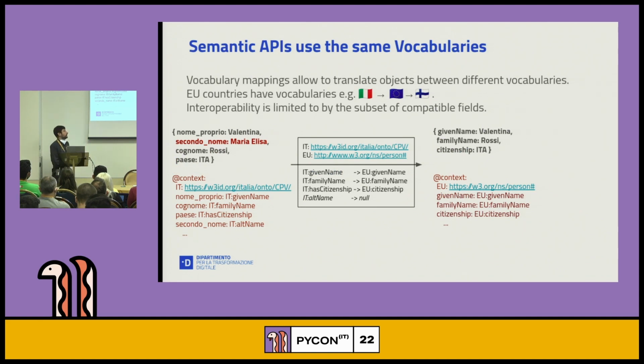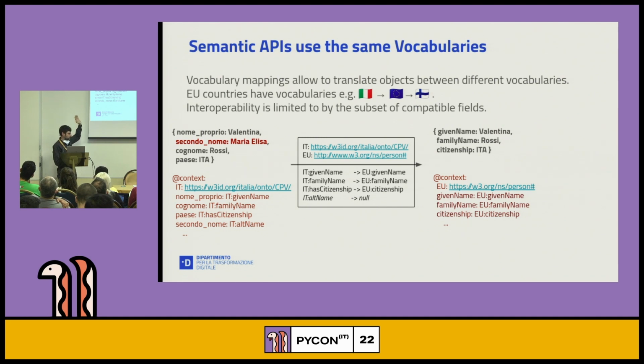Another very nice thing that I can do with vocabularies is translation. For example, I can have vocabulary mappings that go from different countries, and I can then translate objects and send information to other countries. For example, imagine I want to send information, my birth certificate, to Finland or back. If I limit myself to the fields that are compatible with the European Union vocabulary, I can take my payload that has nome proprio, secondo nome, cognome, and paese.